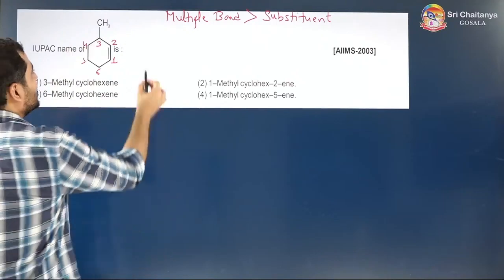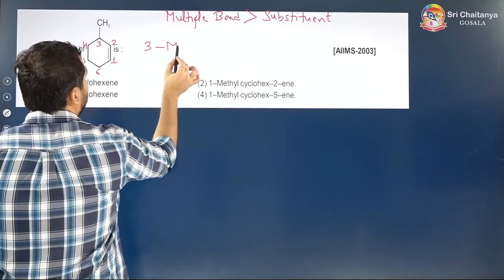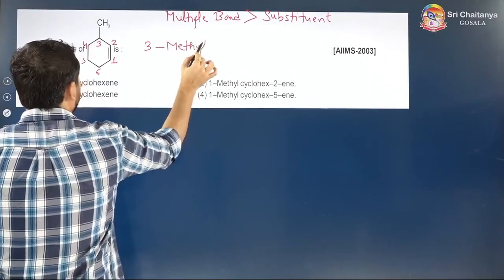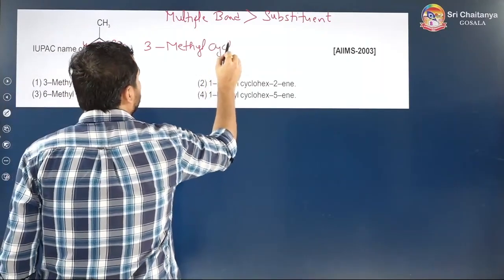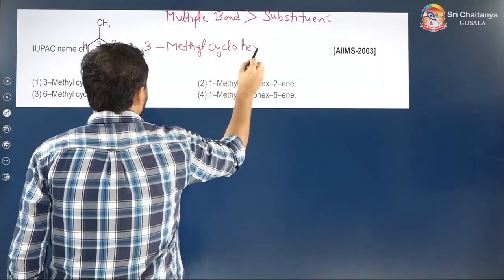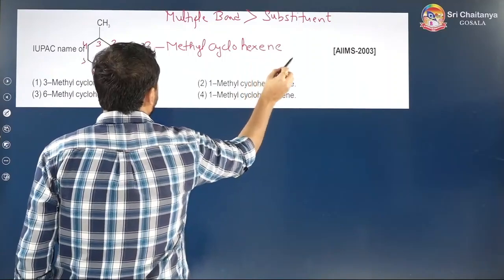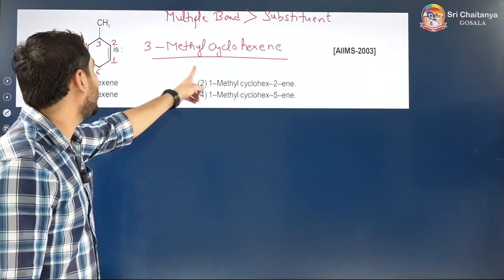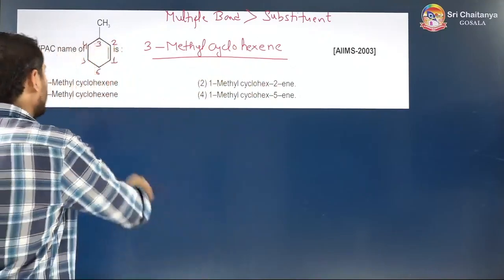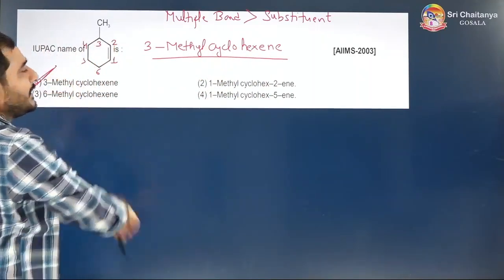So this will be the correct numbering. Now at the third position, what is present? Methyl. So what do we write? 3-methyl. Now this compound is cyclic. For a cyclic compound, what prefix is used? Cyclo. For 6 carbon atoms, hex, and for the double bond it is ene. So what is the name of this compound? It is 3-methylcyclohexene. So which option is correct? Option number 1 is correct.